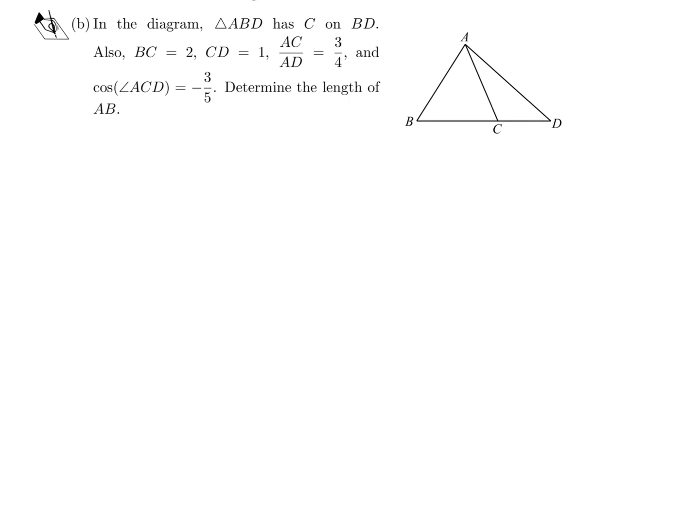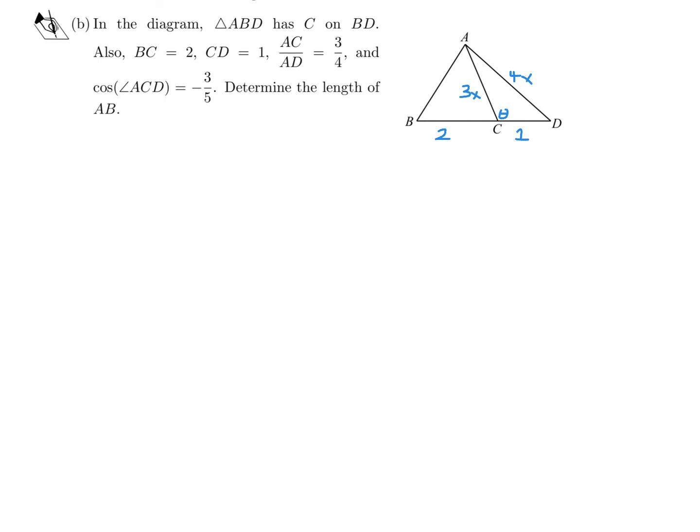Triangle ABD has C on BD. BC is 2. CD is 1. The ratio of AC to AD is 3 over 4, so we'll call this 3x and 4x. And the cosine of angle ACD is minus 3 over 5. Determine the length of AB.